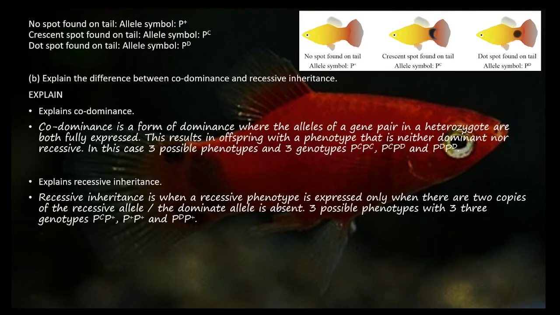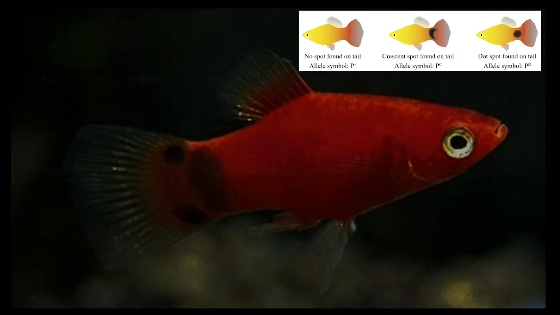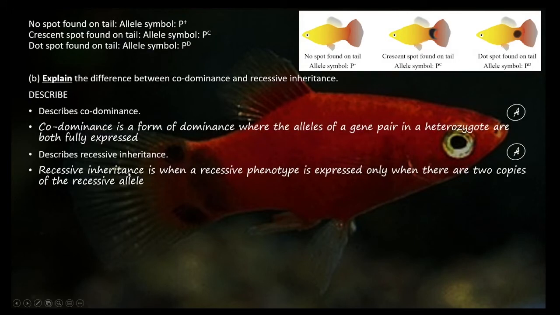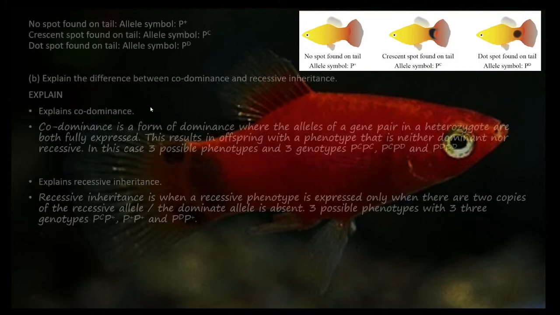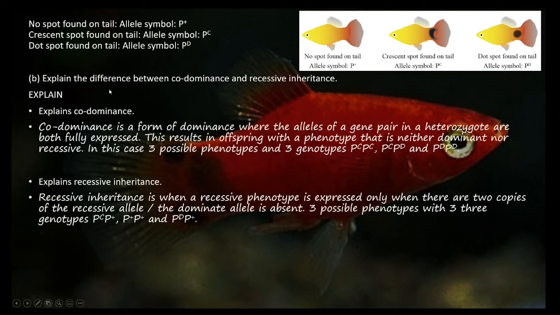Now, then we go to explain. We're still busy with the same question. So remember, we're busy with explain the difference between codominance and recessive inheritance. Now we're moving on from just mentioning it, so we're going from achieved level, where we just describe it.